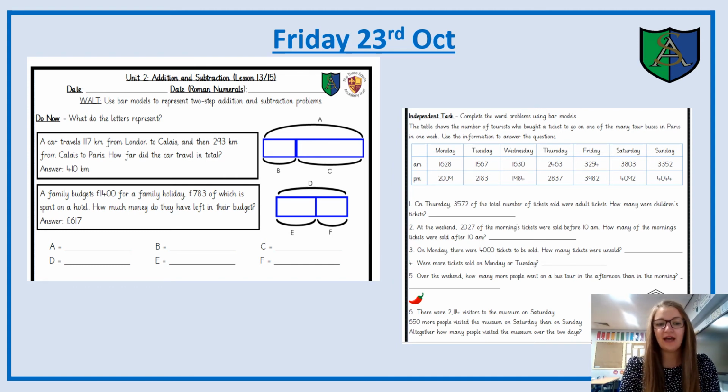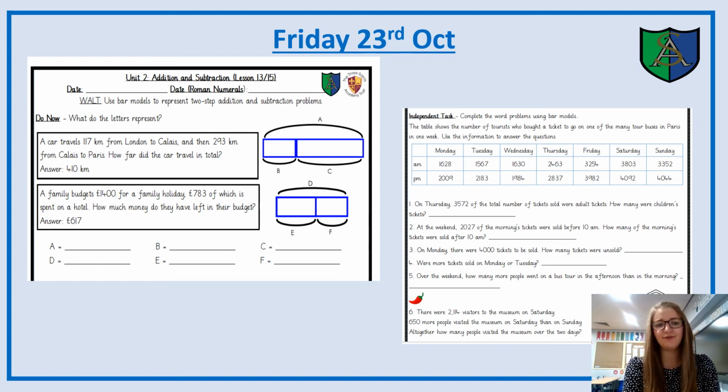Looking at your do now, I have put 2 bar models and I've put A, B, C, D, E, F to represent different parts on the bar models. For the first bar model, a car travels 117 kilometres from London to Calais and then 293 kilometres from Calais to Paris. How far did the car travel in total?